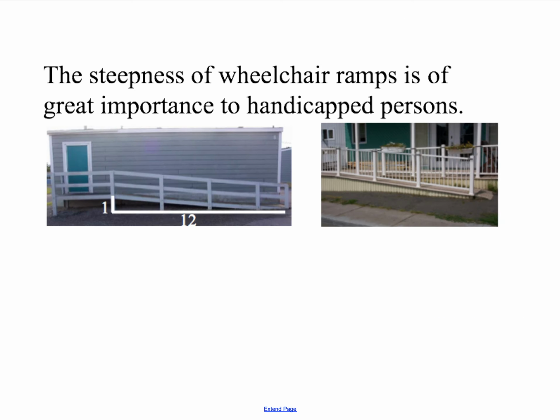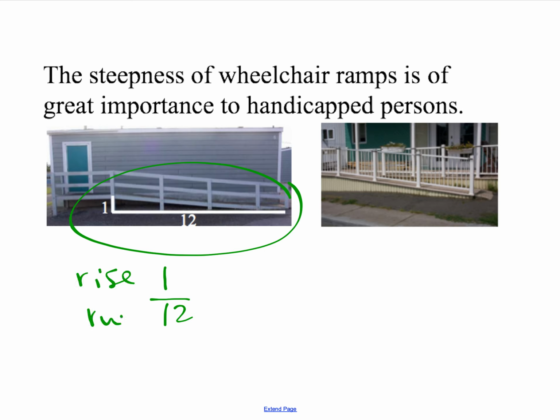Okay, another thing about steepness. The steepness of wheelchair ramps is of great importance to handicapped persons. Now, the ADA actually has some specifications on how steep wheelchair ramps can be, and the steepest it can be is with a slope of 1/12. That means it's got a rise of 1 for every run of 12 units. So for every 12 feet of run, you can go 1 foot up.